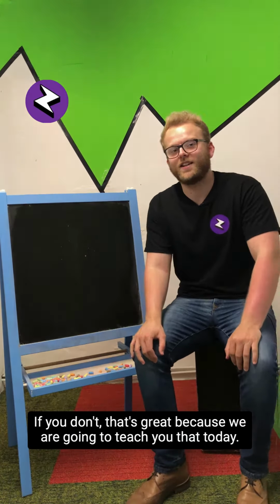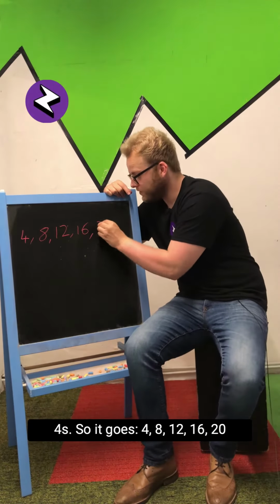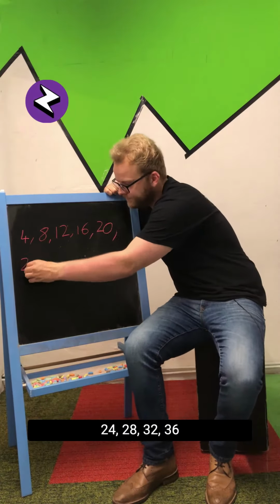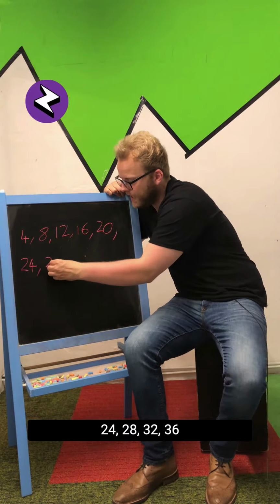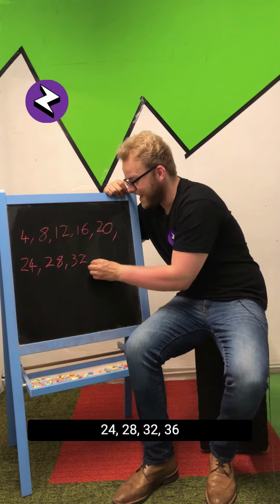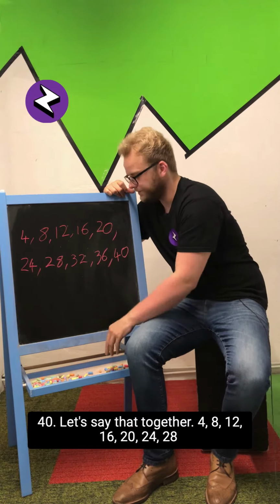So you start off with the number 4 and then it goes 8 because what we're doing is we're counting up in 4s, aren't we? So it goes 4, 8, 12, what comes next? Yes, 16, then it goes 20 and 20 add 4 is 24. Then it goes 28, 32, we're nearly there, 36, and the final one is 40.